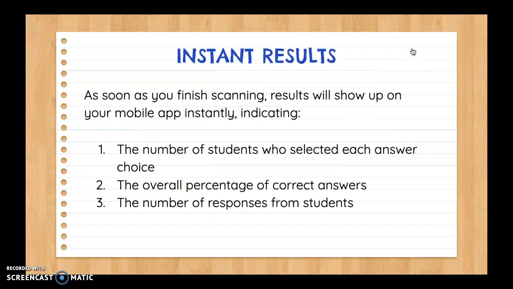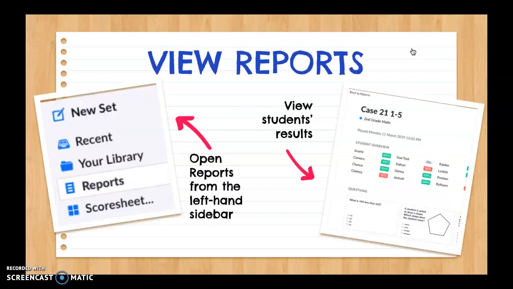So, instant results. As soon as you finish scanning, the results are going to show up on your mobile app instantly. It's going to indicate the number of students who selected each answer choice, the overall percentage of correct answers, and the number of responses from students. Now, whenever you have that pulled up on your screen, you can actually have it to where the students can see the answer choices. It has an option for you to block out the names so they can't see who chose what, but they can see the data.